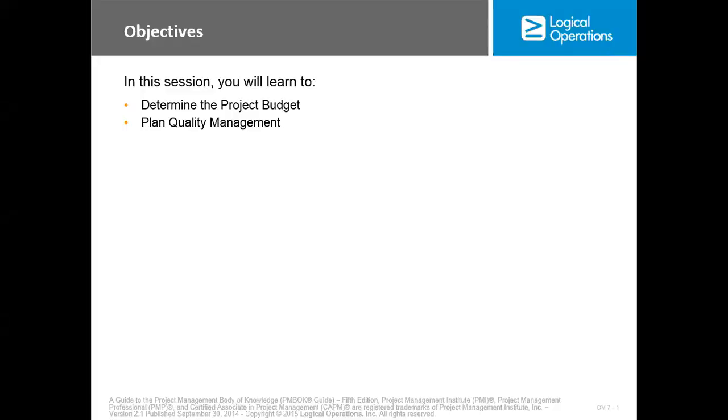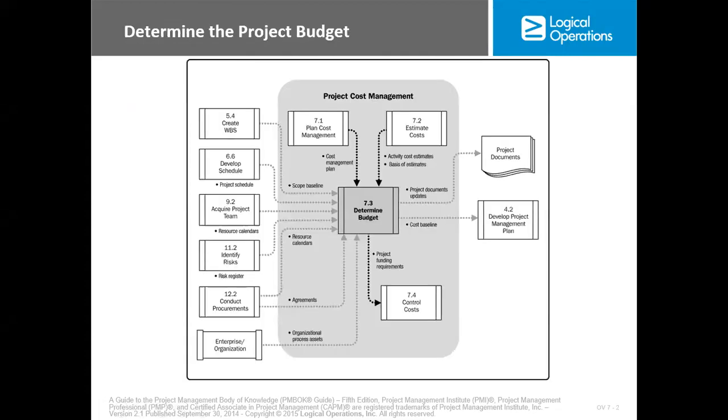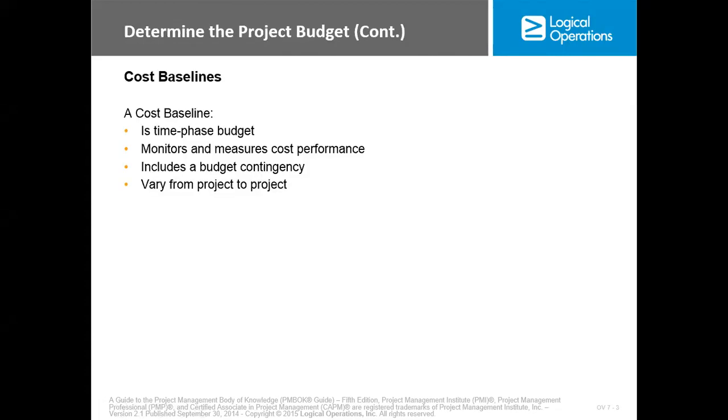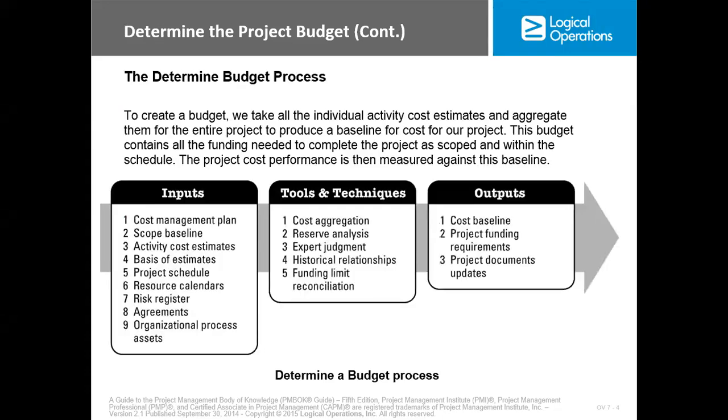Okay. Conclusion. We have determined the project budget and plan quality management. Okay, let's see how we can tackle this. Determine budget. Okay, the cost baseline is time phase budget. Monitored and measured cost performance includes a budget contingency and varies from project to project.